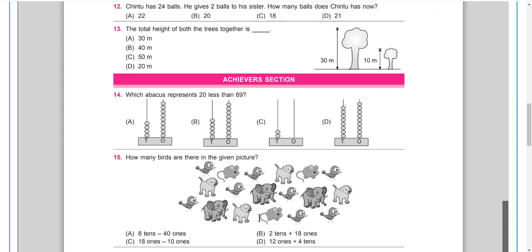So 69 minus 20 is how much? 49. Because we have reached till 50, so 50 we minus, how much is left? 49. Now we need to see which abacus is representing 49. In this abacus, tens and ones are there. So 49 is having how many tens and ones? Can you tell me in the 49 how many tens and ones are there? I guess B.